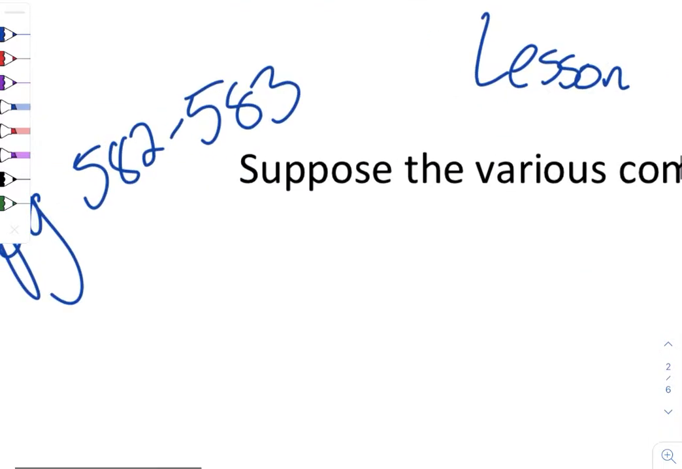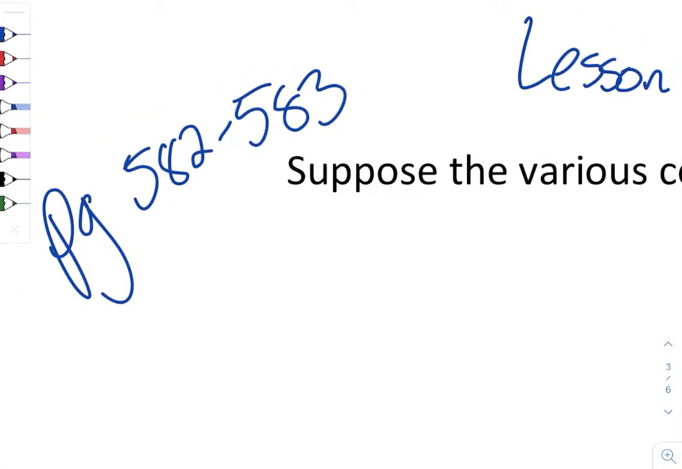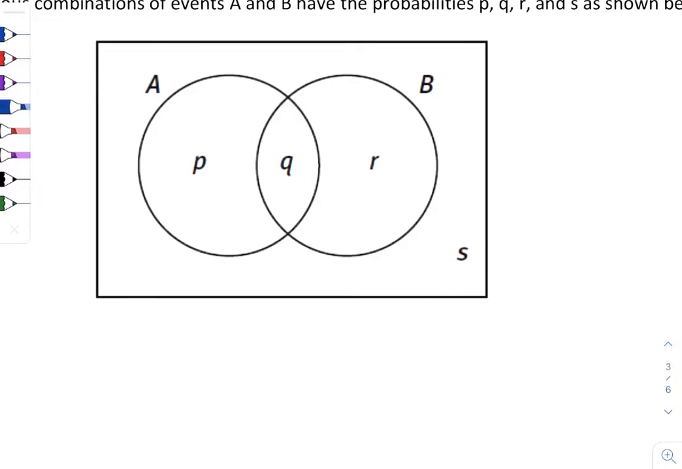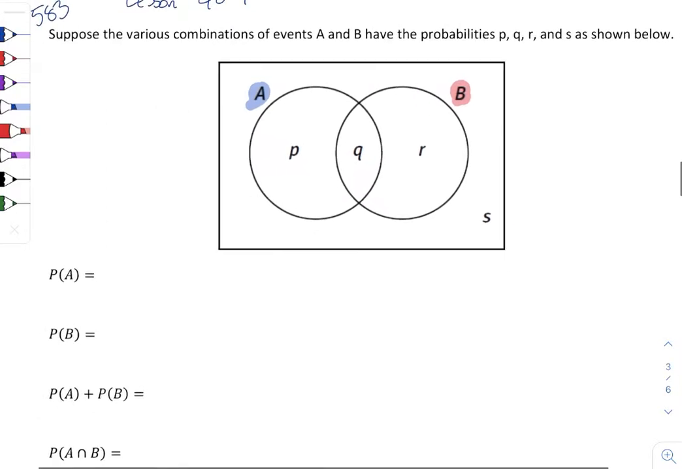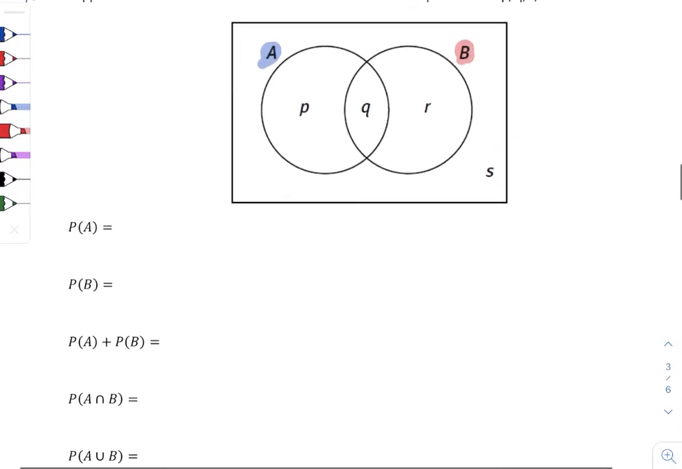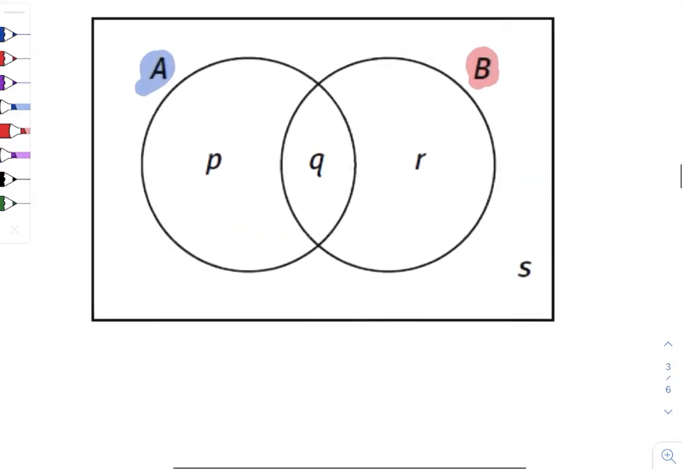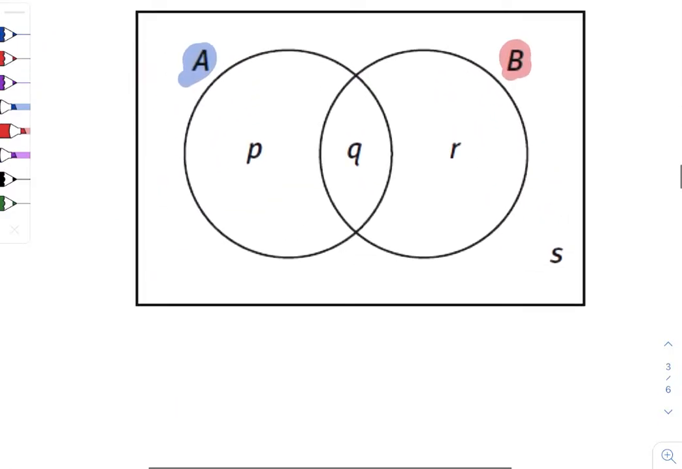So we're going to skip ahead and start with page 582 and 583, and look at the generic addition rule. Here we have a generic Venn diagram with event A, event B, and some probabilities. We're going to go through and see what these letters represent. The first one asks for the probability of A. Remember, A is the entire circle here, so we want the probability of this whole circle. That's basically what we're trying to find out.